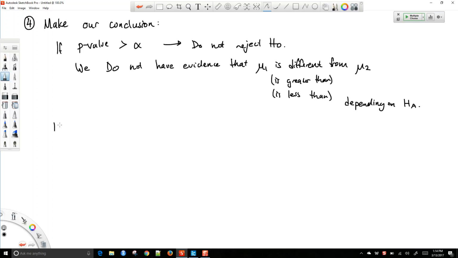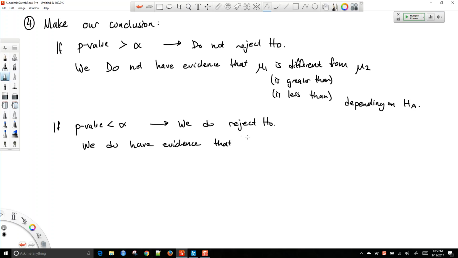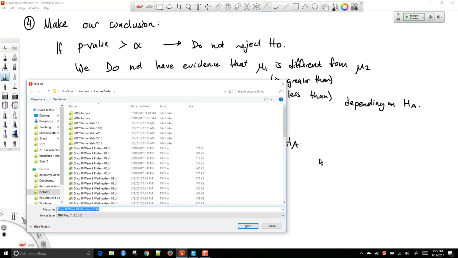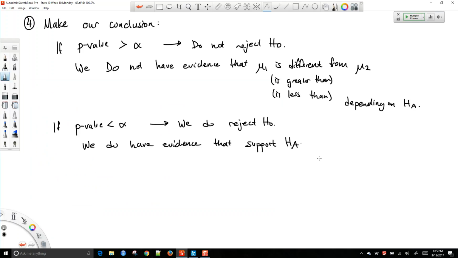All right, and on the other hand, if the p-value is less than alpha, we do reject the null hypothesis. And we say we do have evidence that supports the alternative hypothesis, whatever the alternative says. Okay, I'm hoping this is good with everybody.